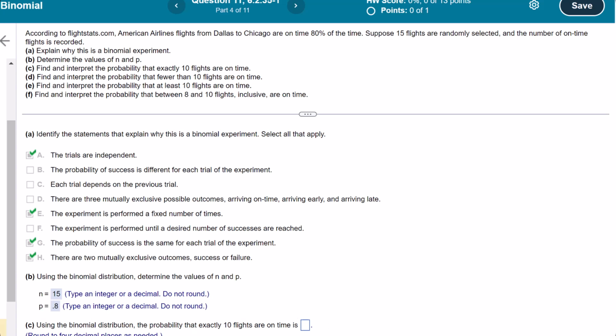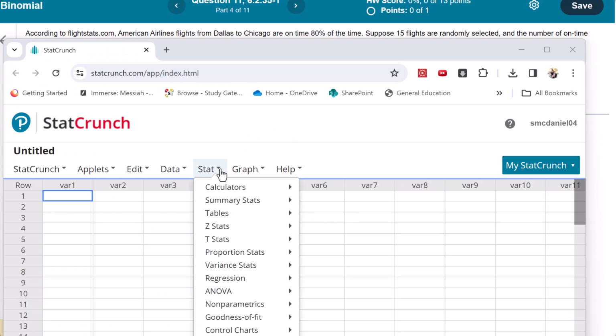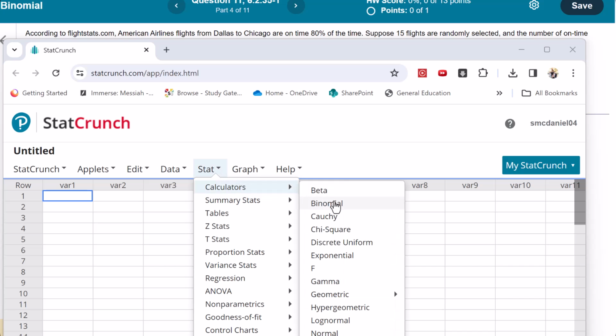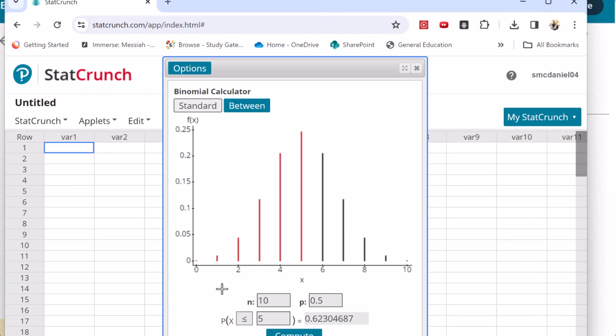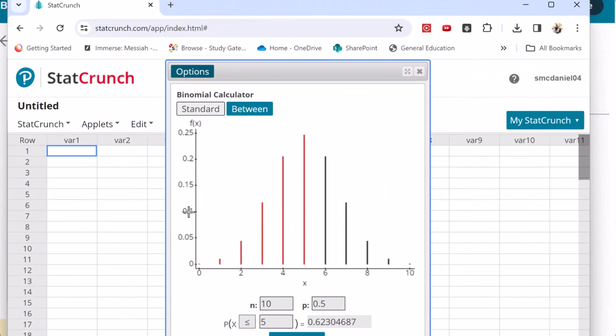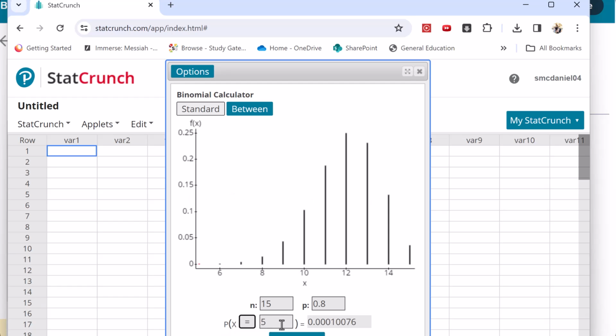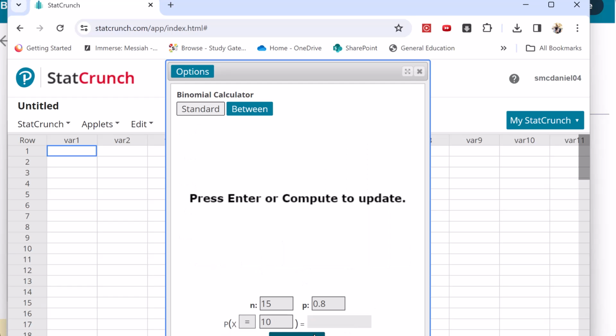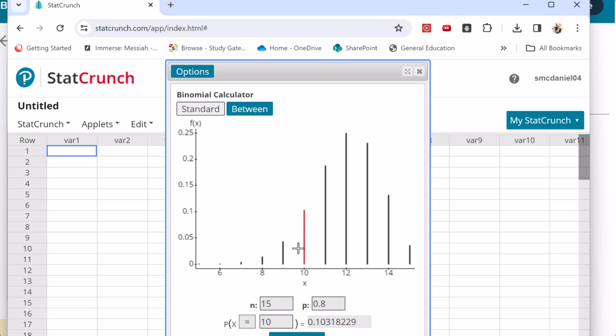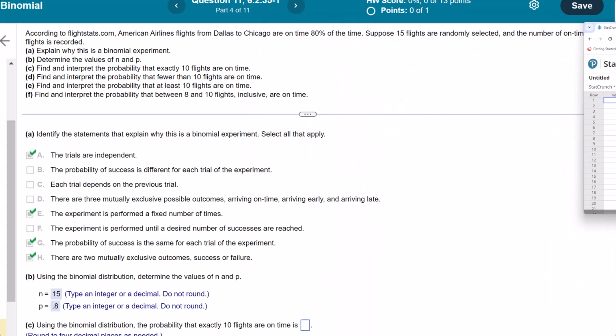Okay, using the binomial distribution, the probability that exactly 10 flights are on time is... We're just going to use StatCrunch. So here we are in StatCrunch. We're going to go to Stat, Calculators, and Binomial. Okay, and here we go. So N was what? I've already forgotten. 15, and P was 0.8. It says we want exactly, so we're going to choose equals 10. Compute. Notice it shades our bar, a little red shading there, and we get 0.1032. It's four decimals, so we need all those.